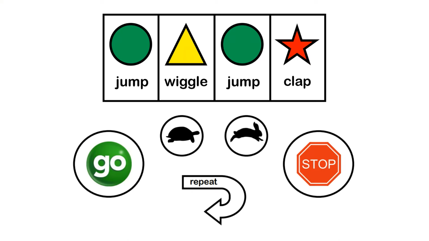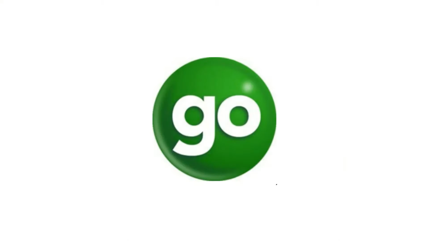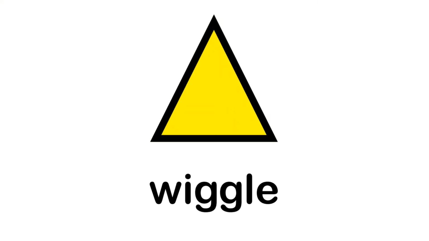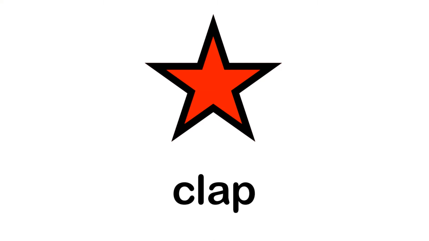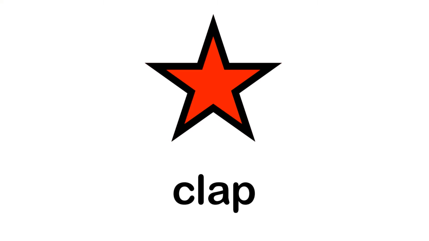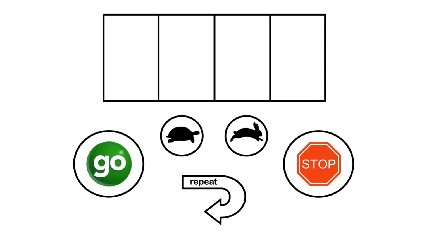Okay, this time we are going to repeat once and slow down after the repeat. Let's give it a try. Start. Jump, wiggle, jump, clap, repeat. Slow down. Jump, wiggle, jump, clap, stop. How was that? Feel free to repeat that round before we move on.